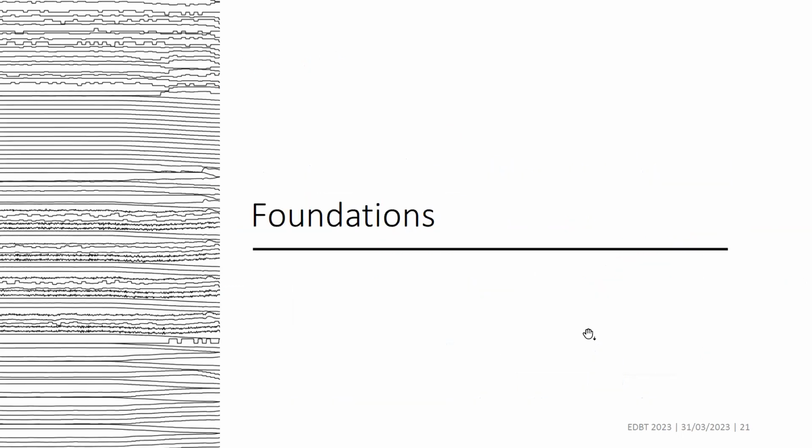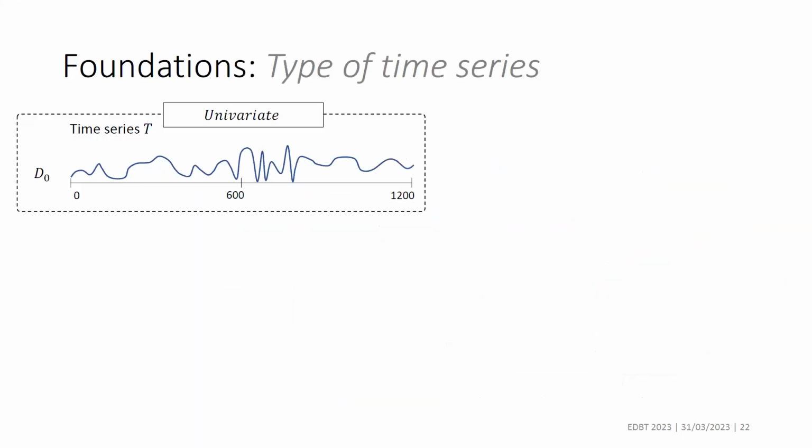Okay, so let's start with the foundation. There are two different types of time series. There are univariate time series. Univariate means one dimension, and you only look at the points in one dimension. The length of the time series is written as here, so if you see this in the presentation, I mean the number of points in the time series, so the length of the time series.